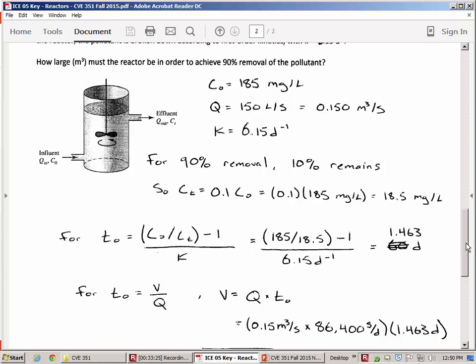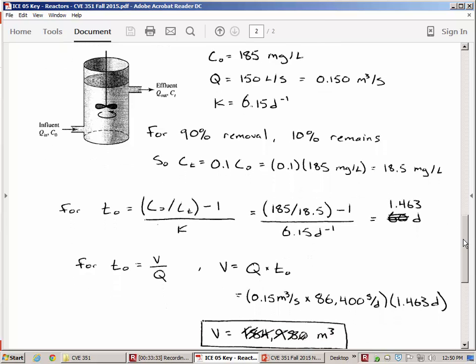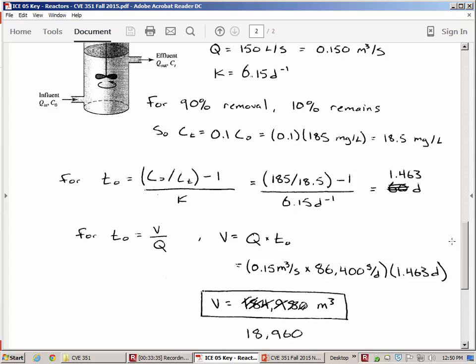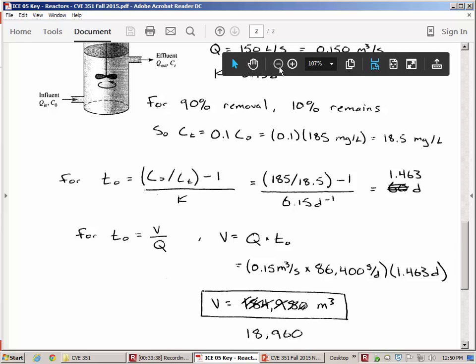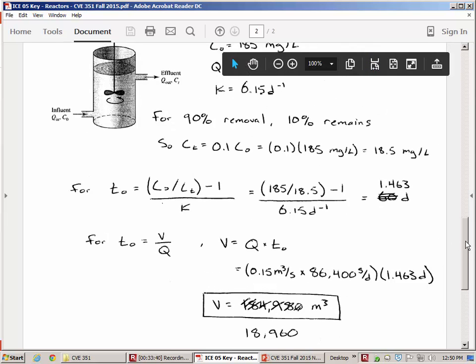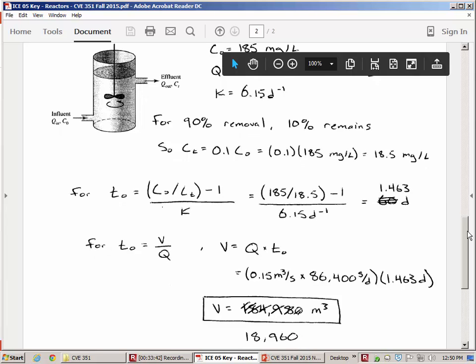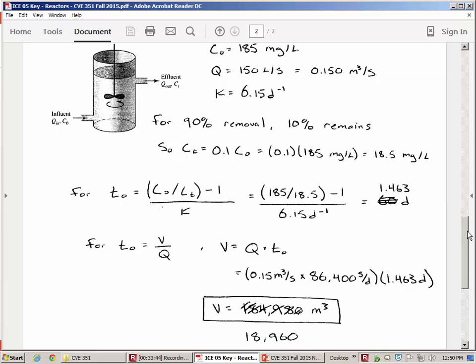The flow rate is given as 0.15 cubic meters per second. And I think I asked for the volume in days. So there it is: 18,960 cubic meters.